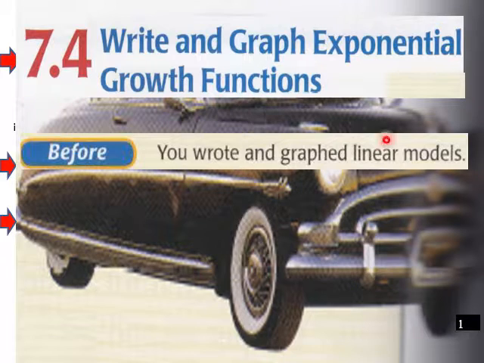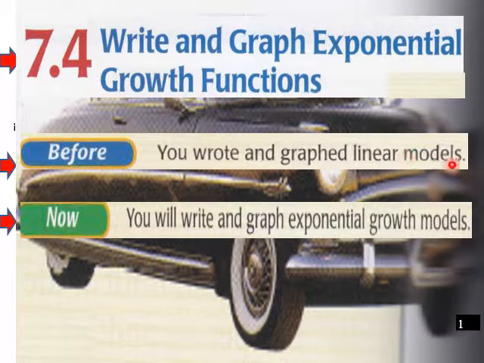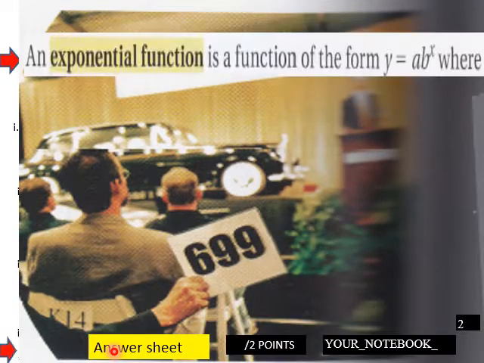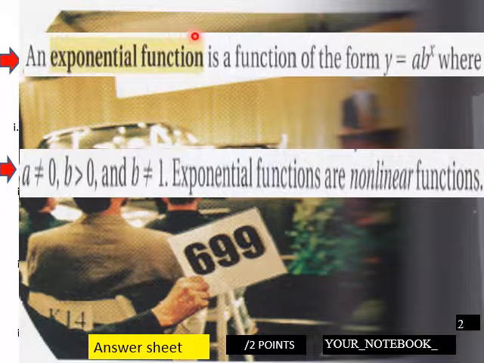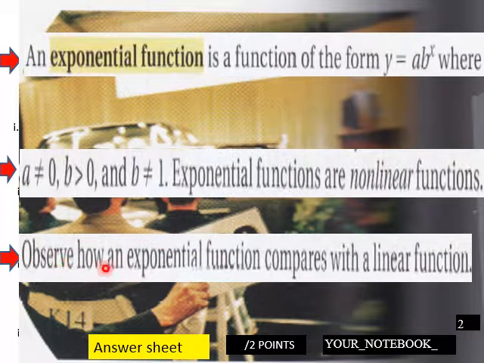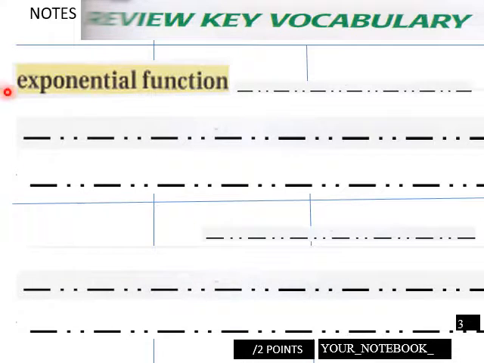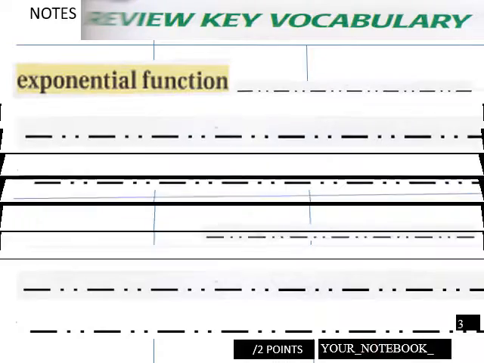Write and graph exponential growth functions. You wrote and graphed linears. You will write and graph exponential growth models so you can find the value of r. Okay. An exponential function is a function of the form y equals ab to the x, where a cannot equal 0, b is greater than 0, and b cannot equal 1. Exponential functions are nonlinear functions. Observe how an exponential function compares with a linear. So, students, in your own words, define exponential function. This goes in your notebook.